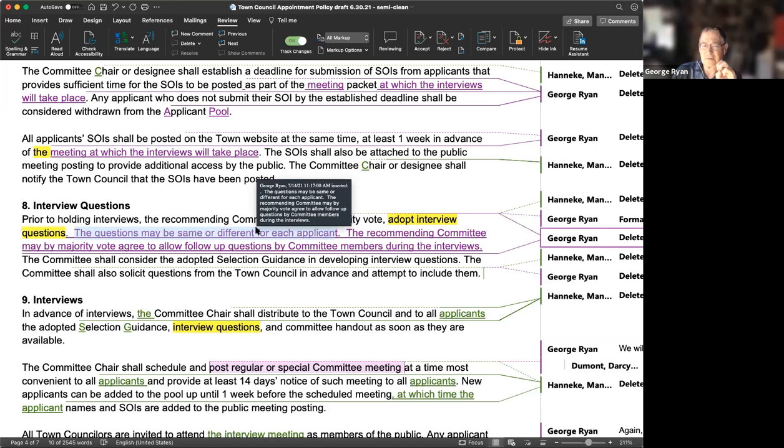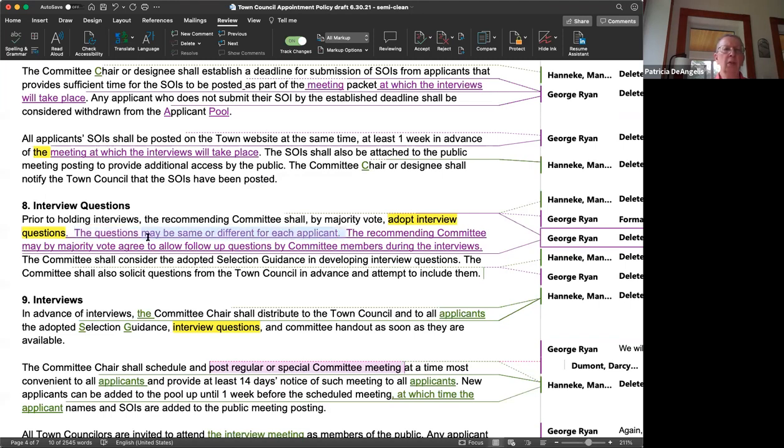Okay. Prior to holding interviews, the recommending committee, blah, blah, blah, vote to adopt interview questions. And then just delete this? Well, yeah. Go ahead. I think that's deleted. In this wording, I deleted the phrase after the words adopt interview questions, the phrase the committee member will ask all applicants, because when that's in there, you can't have different questions.